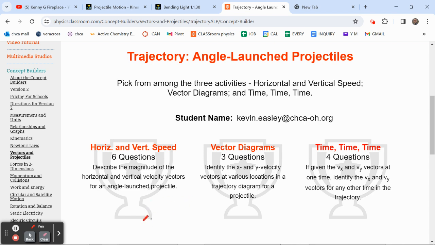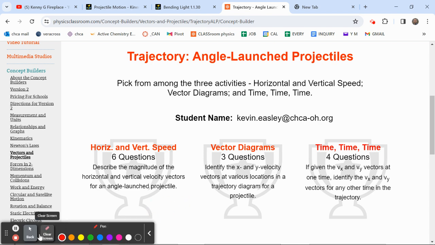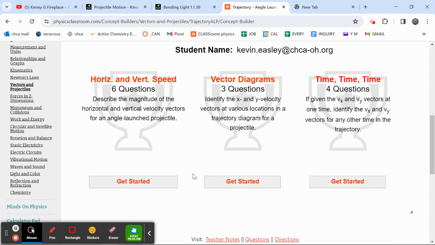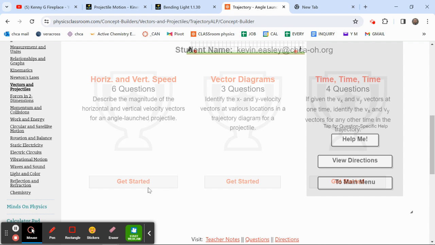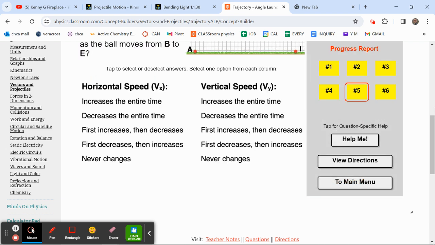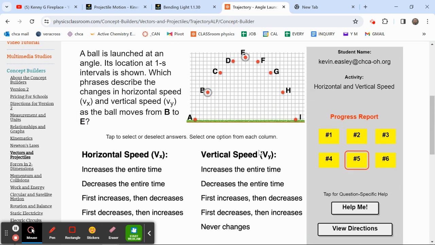So if we do go and try that one, as usual, there's several questions here. There's 6 on this one. I wanted to work through a couple of them to familiarize everyone with the process and look at this.